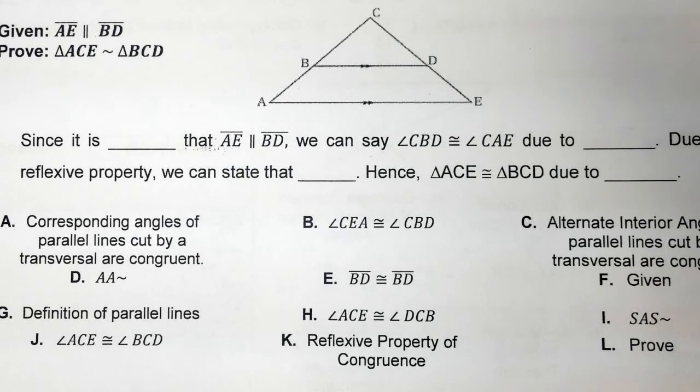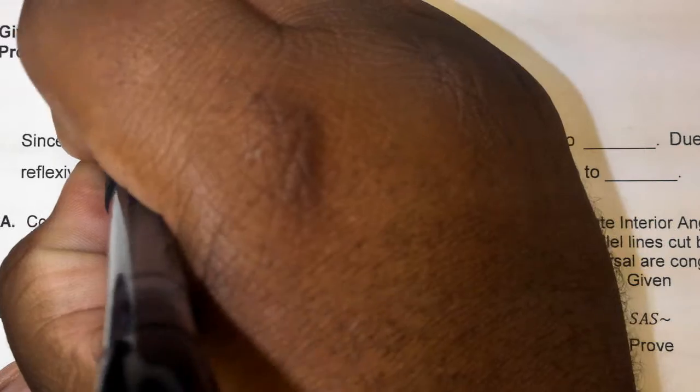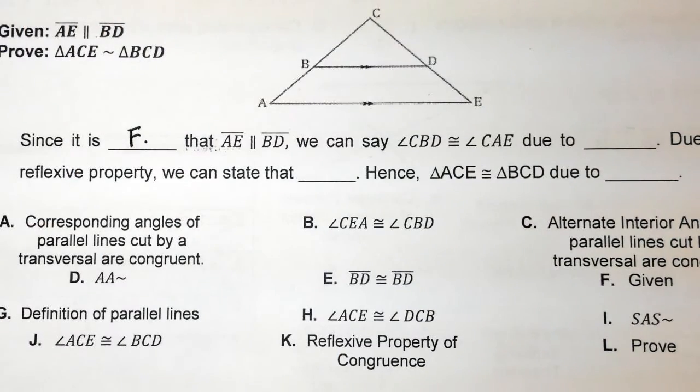Y'all tripping today, man. Since it is blank that segment AE is parallel to segment BD, what's missing? What is this? F, thank you. Given. We can say that angle CBD is congruent to angle CAE.